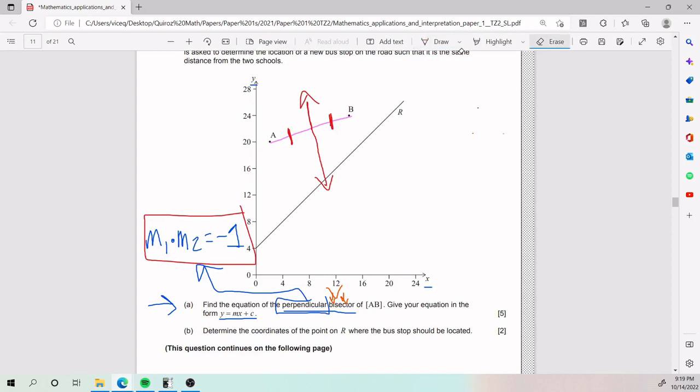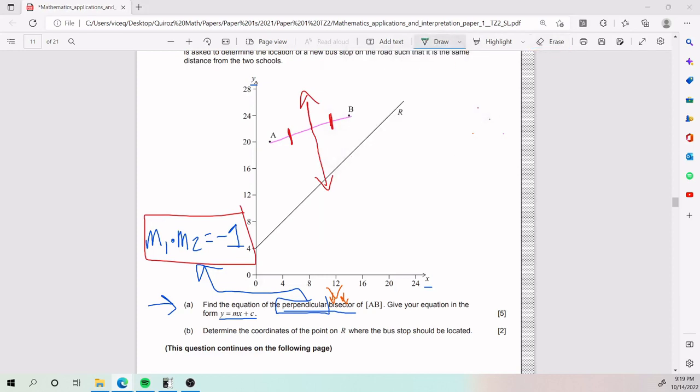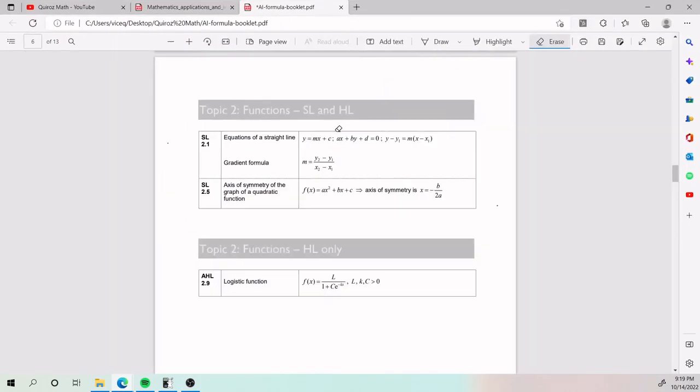We need to find that line. We need to create that line. How do you create lines in this world? So for creating lines in this world, there's a couple equations we can use. See? And so if you open up your formula booklet, you're actually going to find a couple. For equation of a straight line, we have these three guys here.